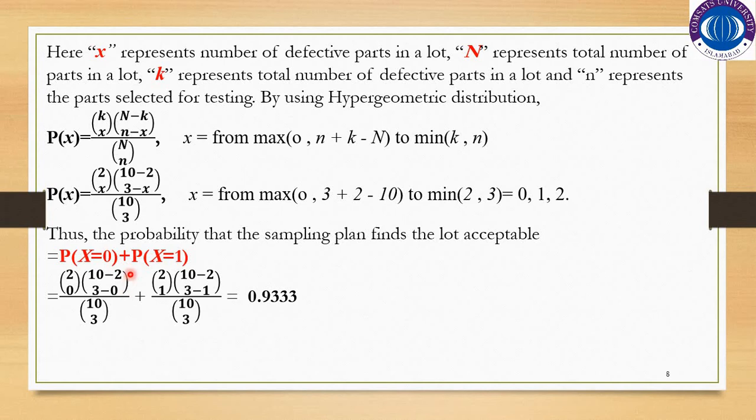Plus, the producer says that he can tolerate one defective part in the lot and he can accept the lot. So we will substitute x is equal to 1. This is also the second case in which the lot can be accepted. So either this could happen or this could happen, and the lot will be accepted. We will consider the probabilities of both cases and add them, which will give us the total probability that the lot is acceptable, which is 0.933.